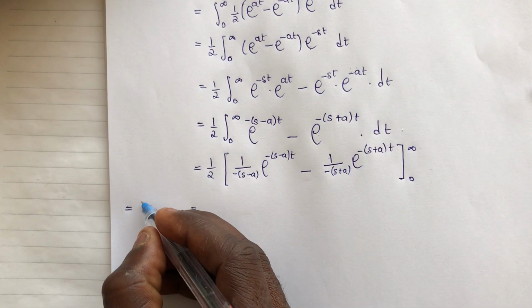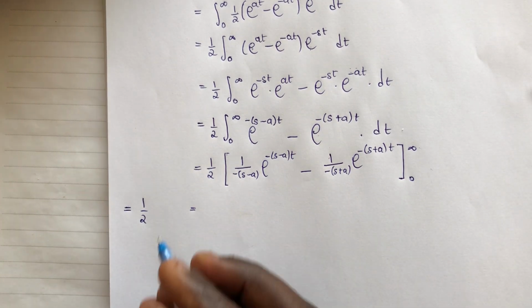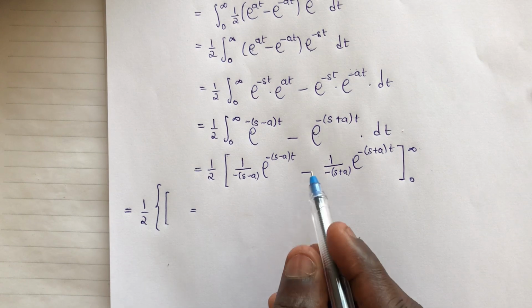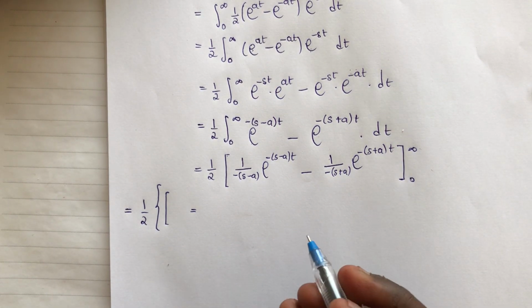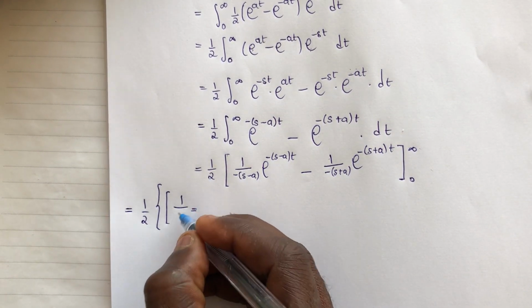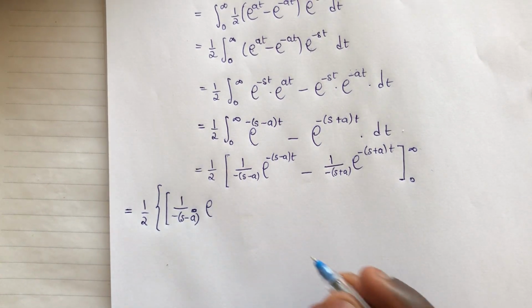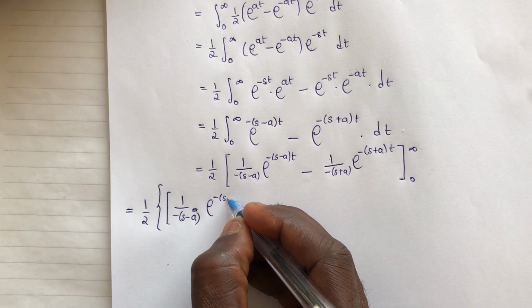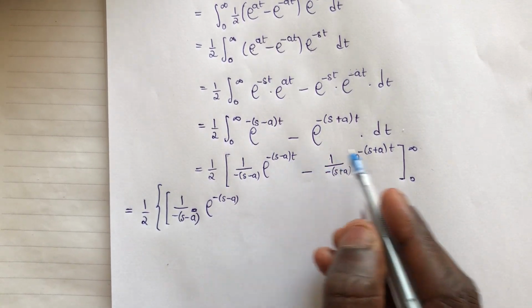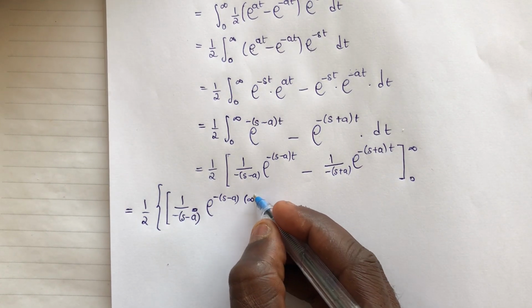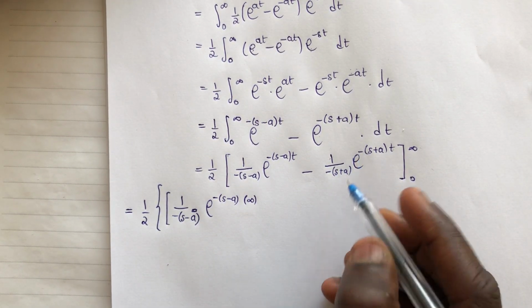Okay, so now we have a 1 out of 2. Let's bring a curly bracket, and then we open a square bracket and introduce the upper limit. So the upper limit, we have 1 over minus s minus a. This is not part. We have e to the minus s minus a. Wherever you see t, put in the upper limit, so into infinity.